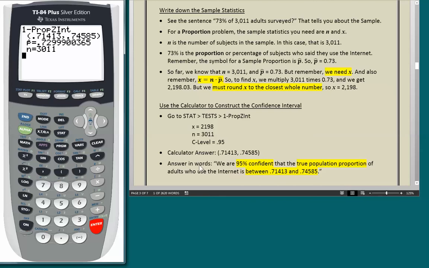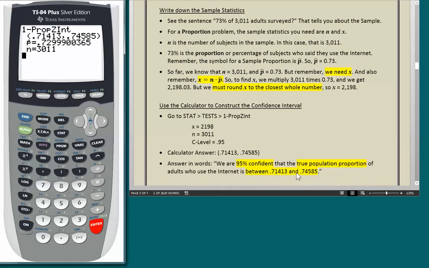In words, here's what we say. And this is sort of the long version. We are 95% confident. That 95% comes from the confidence level that was in the problem. We are 95% confident that the true population proportion of adults who use the internet is between 0.71413 and 0.74585. I'd like you to read that statement a few times until you start to get the idea.